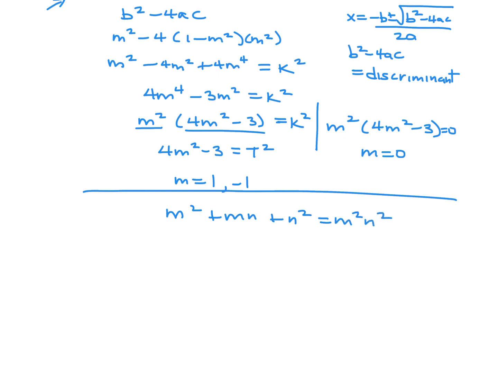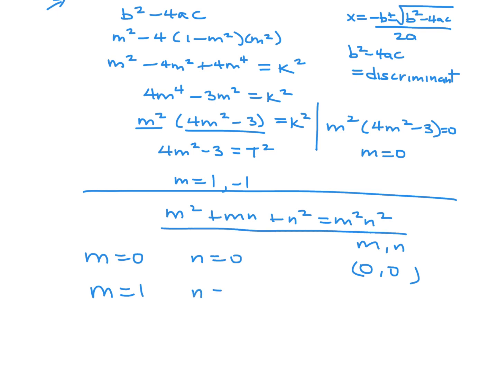When m is 0, n will be 0. So that first one is (0, 0). When m is equal to 1, well, I'll let you sub it in and solve for n. n will be negative 1. So this will be (1, -1).